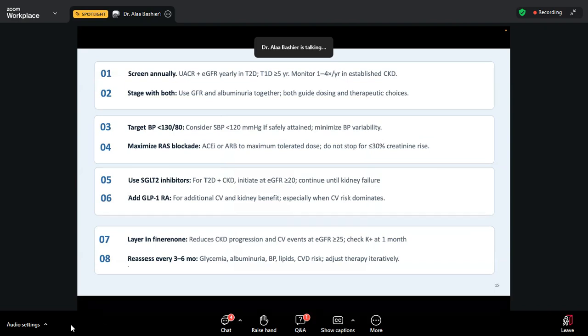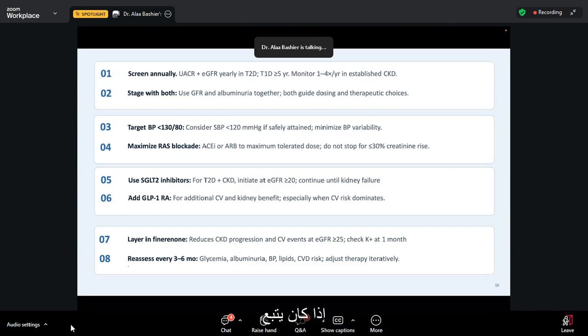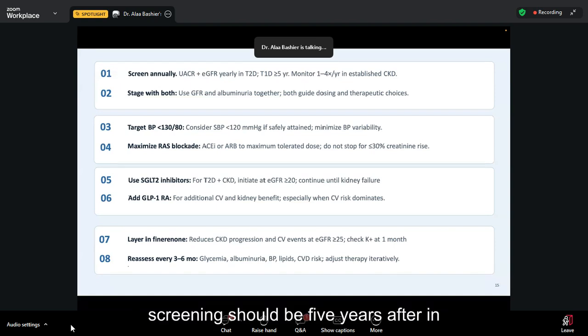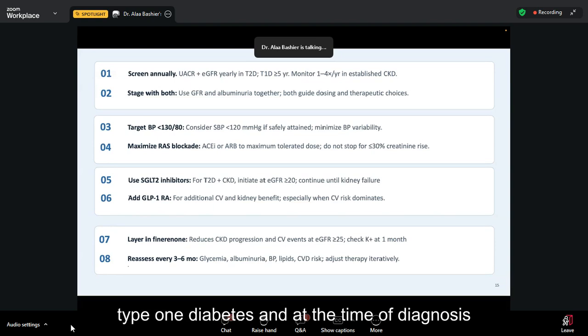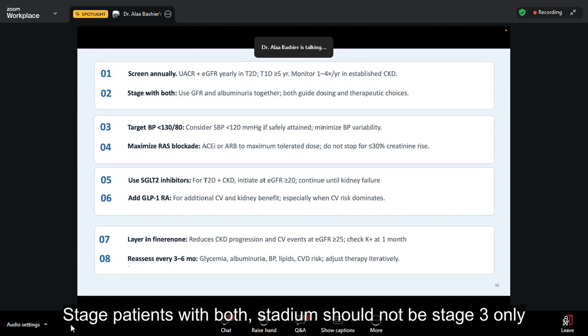The first takeaway message is screen your patients annually, or more frequently if they have already established diabetic kidney disease. So screen annually with both UACR and eGFR. Screening should start 5 years after diagnosis in type 1 diabetes and at the time of diagnosis in patients with type 2. Stage patients with both.